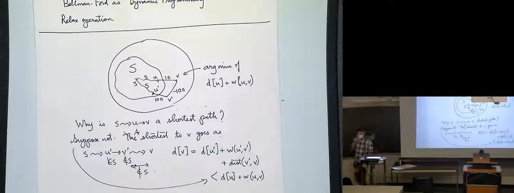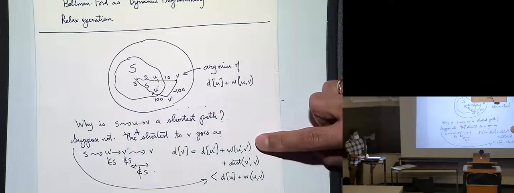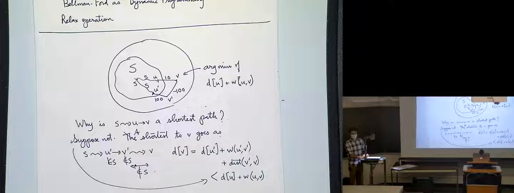Yeah? d(u) plus w(u,v) is less than d(u') plus w(u',v'). Not less, right? Sorry, say that again? Well, in reality it's less than the... True, right, because this was the argmin. Okay. But there's one thing that you're missing there. And the dist from v' to v is positive? Exactly. So you need that.